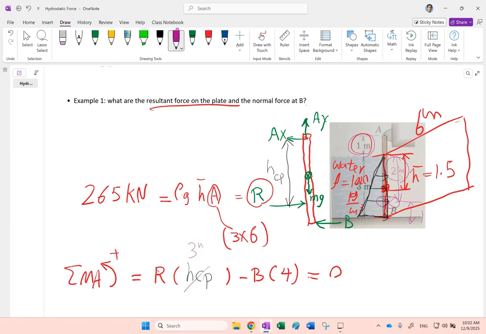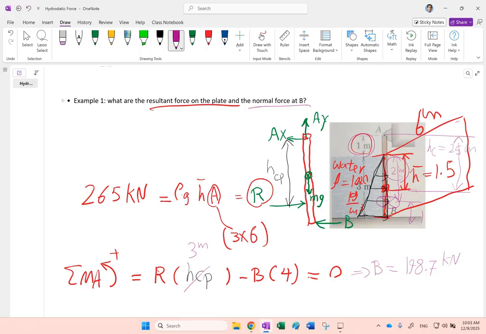So this guy is what? 3 meters. Pay attention. In this case, the centroid from A. What's the distance of centroid from A? It's 1 plus 1.5. It's 2.5. Right? So you see H of the center with respect to A is 2.5 meters. But for center of pressure is 3 meters. You see it's always below that. And from here, you should be able to solve for B, and that is going to be 198.7 kilonewton. There we go. Okay.